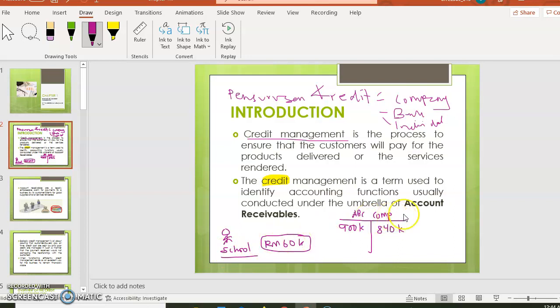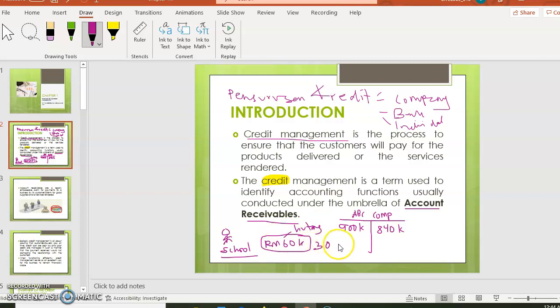So this RM60,000, katakanlah pihak sekolah ni dia minta dengan syarikat ABC Computer ni untuk bayar secara kredit. So meaning to say another 60,000 will be paid on credit. So this RM60,000 is actually we put it under account receivable whenever the school has paid this amount. So amount ni adalah amount yang dia nak hutang. Jadi bila dia bayar nanti, katakanlah dia setuju untuk bayar lagi 60,000 ni dalam masa 30 hari.